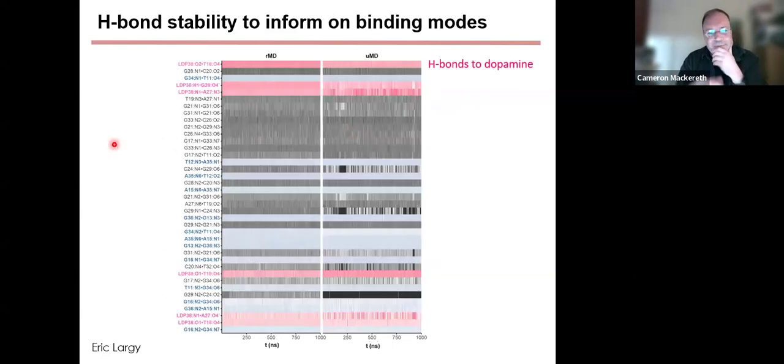We can also look at hydrogen bonds, again, just to see how stable the interactions are. And if you just look at these red or pink ones, these are hydrogen bonds between the DNA and the dopamine. So it shows you whether it's restrained or unrestrained. The binding mode appears to be relatively shared between the two and is consistent throughout the entire trajectory.